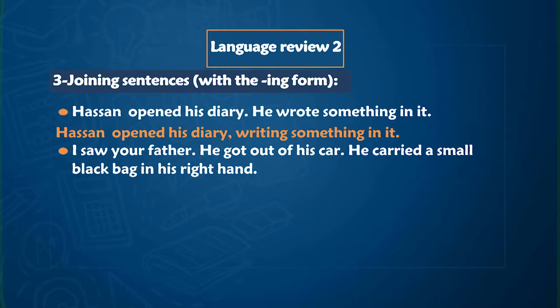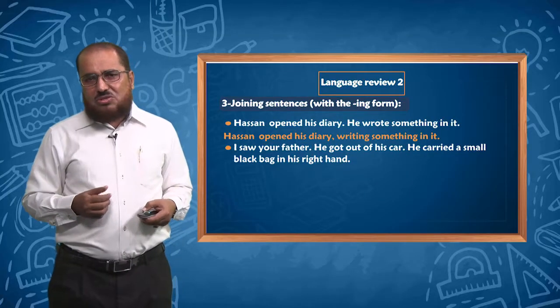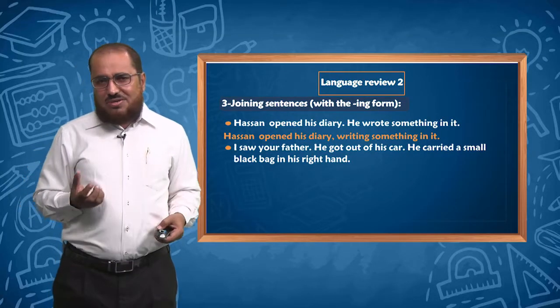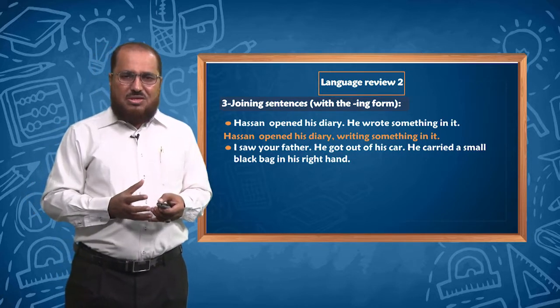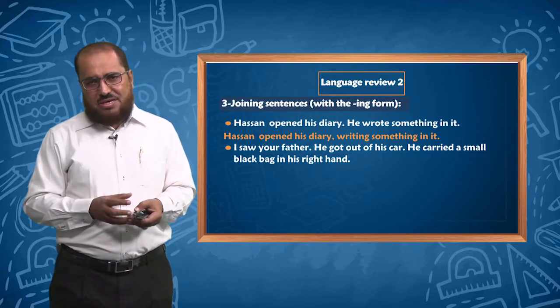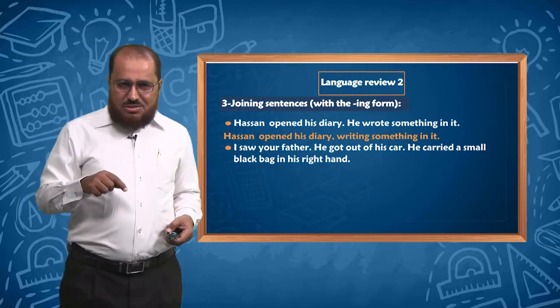I saw your father. He got out of his car. He carried a small black bag in his right hand. It's boring to read or write something like this, because it's not active. The picture here is not collected or gathered together. You have to gather the picture now by using the ing form. Can you try this long sentence?